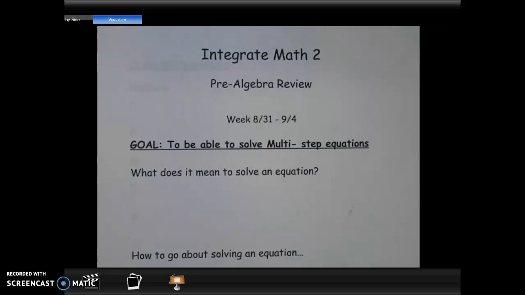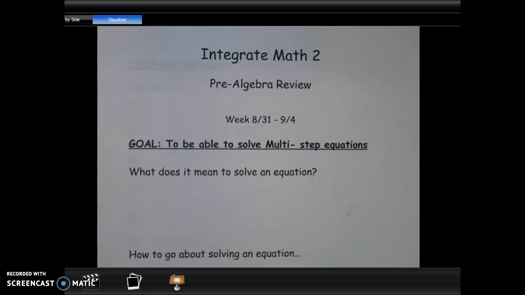All right, welcome to Integrated Math 2. We're going to be starting with some pre-algebra and Algebra 1 review before we kick it into geometry. So we're going to start with being able to solve multi-step equations.